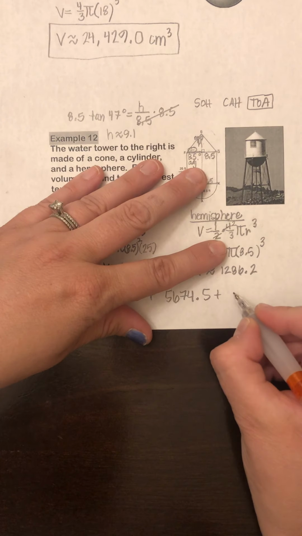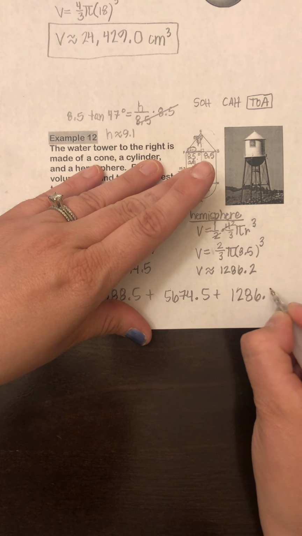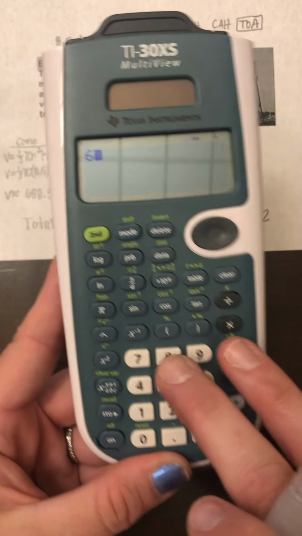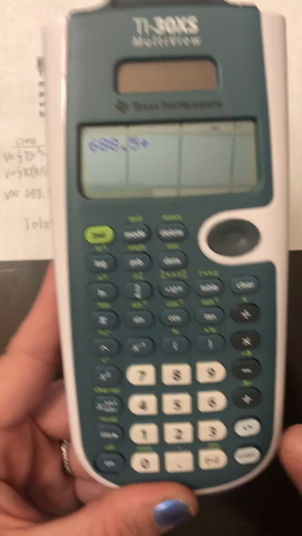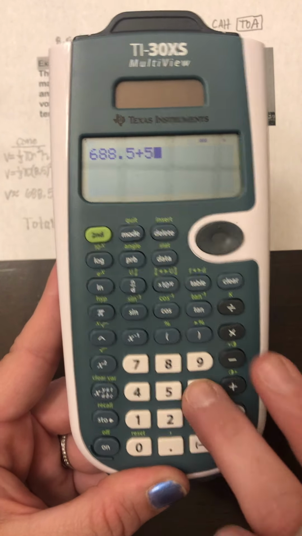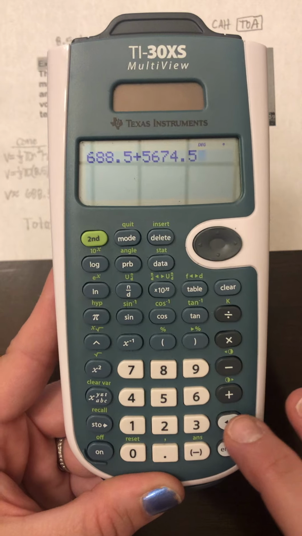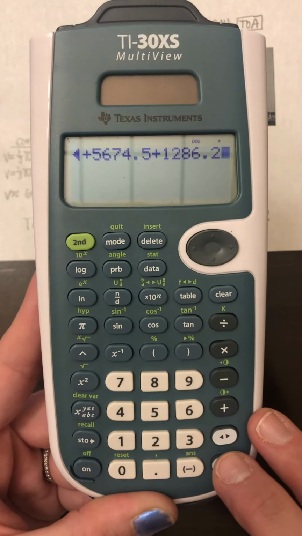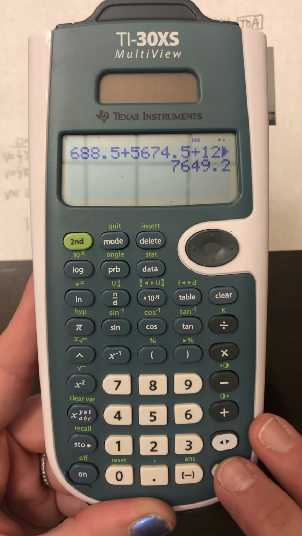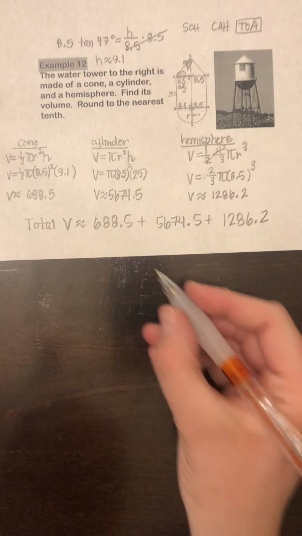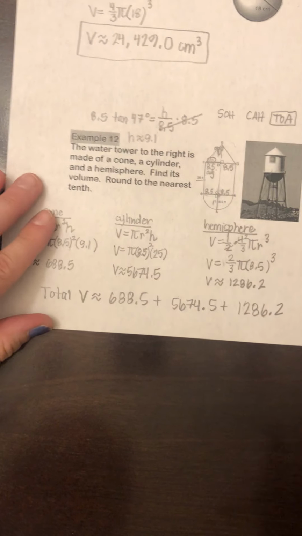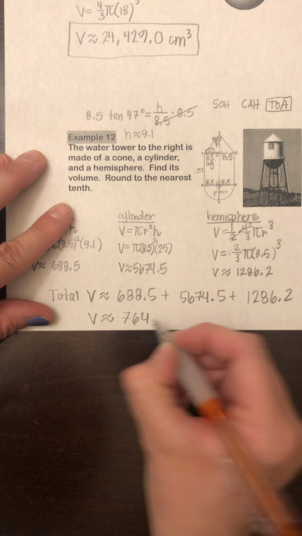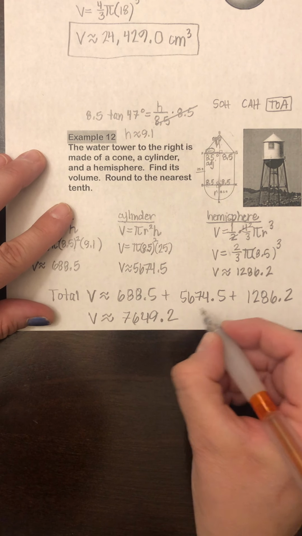Okay, so for the total volume, we're going to take the 688.5, the 5,674.5, and the 1,286.2. We're going to add all of those together. So we're taking the cone at the top, the cylinder in the middle, and the hemisphere at the bottom, and we're adding them all together, and we're going to get 7,649. Oh my goodness. I need a break here. Volume is 7,649.2. What are our units?